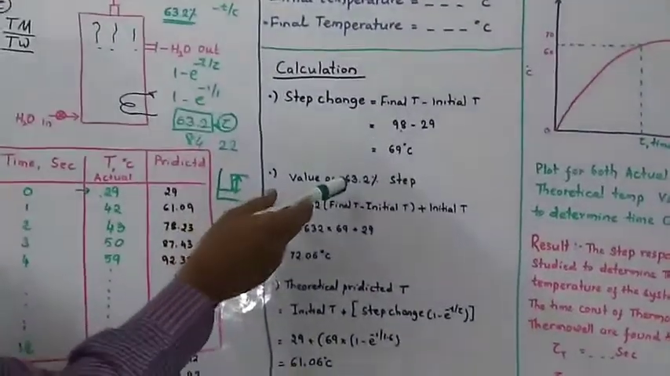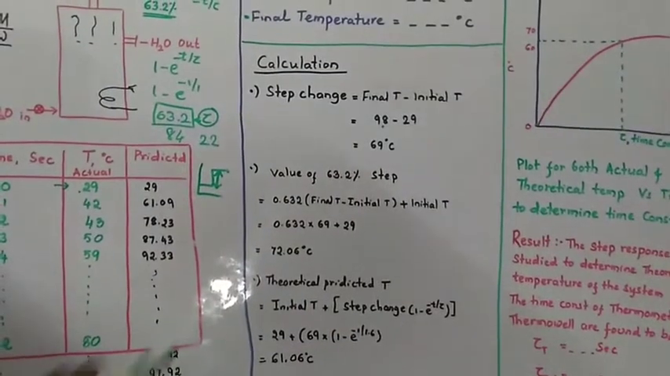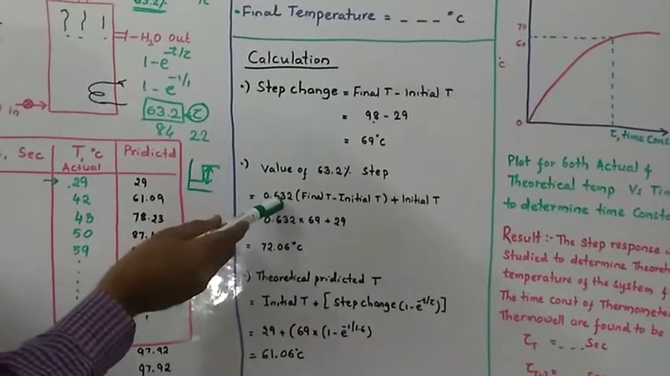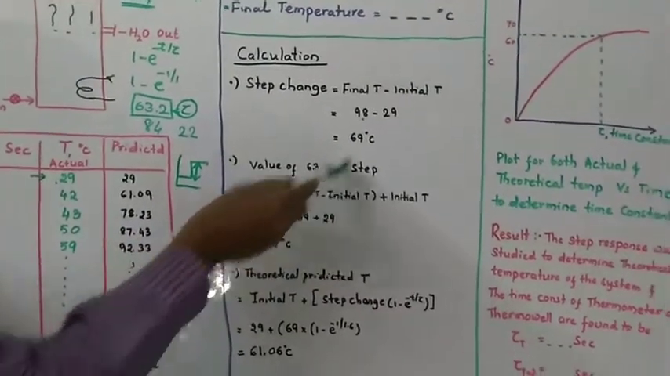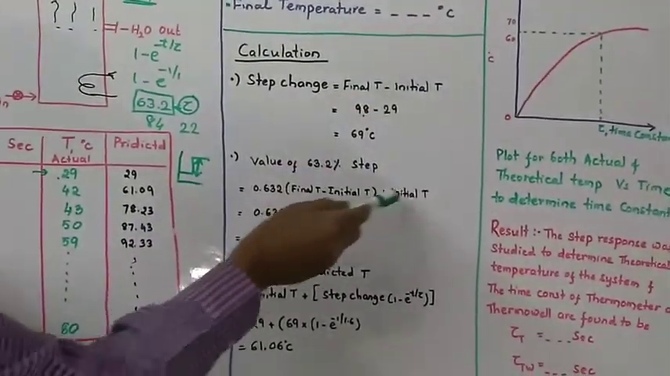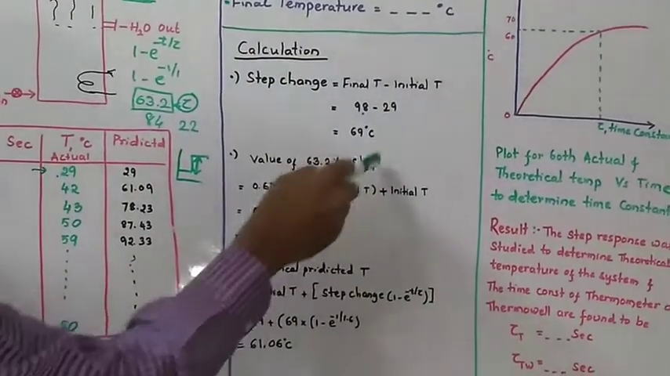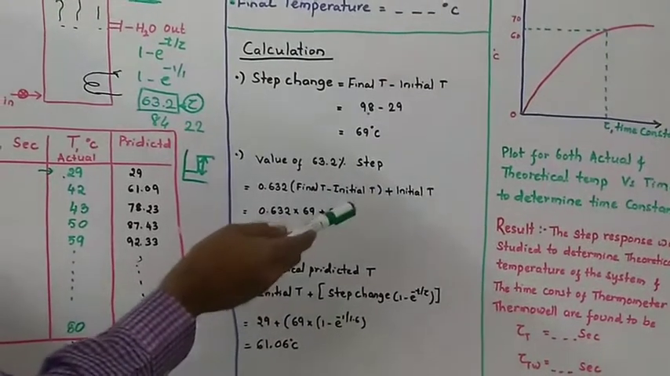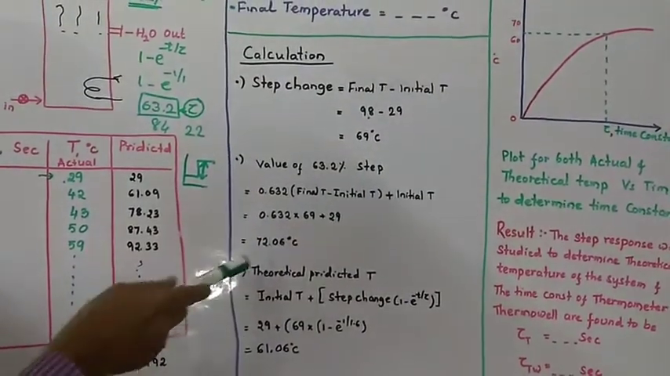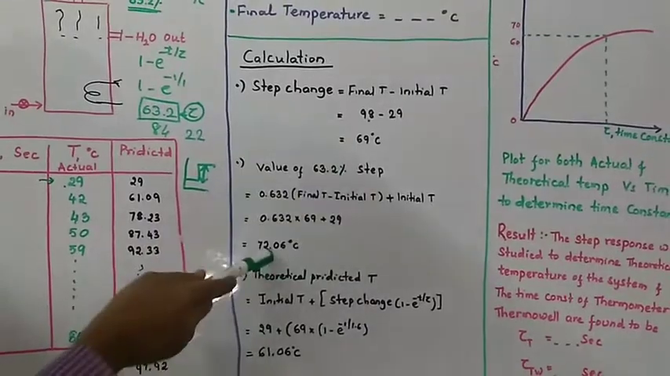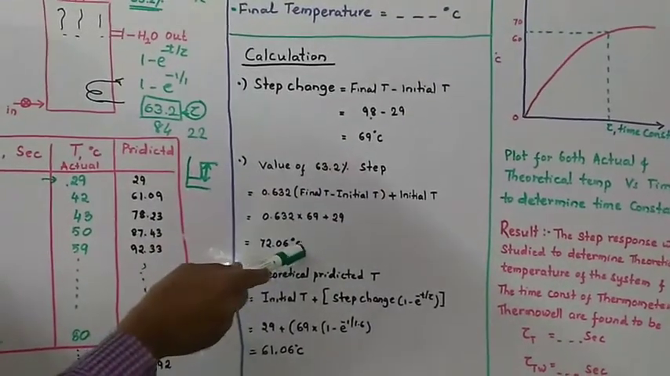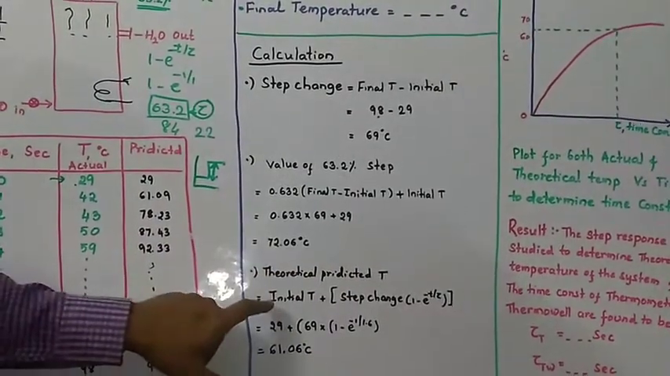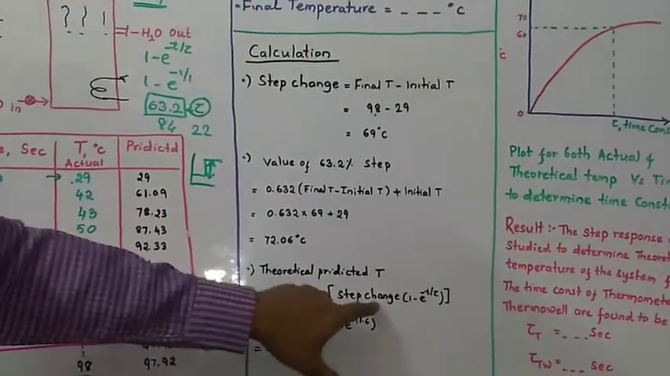And what is the value of 63.2% of the step? So we have to calculate 63.2% of the step. It is 0.632 times the magnitude, which is final minus initial, the magnitude of the step, plus the initial temperature. The initial temperature should be added. It is not from 0 because your value does not start from 0. The temperature of the room is 29, therefore plus 29. Therefore the value at 63.2% is 72.06 degrees centigrade.